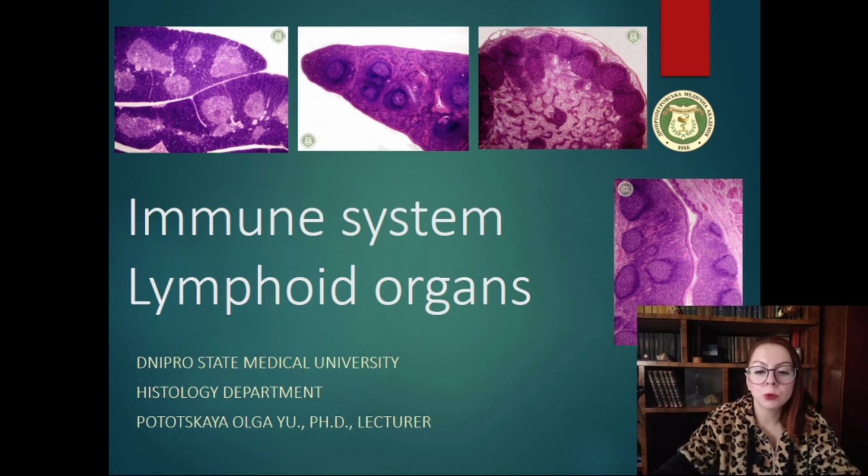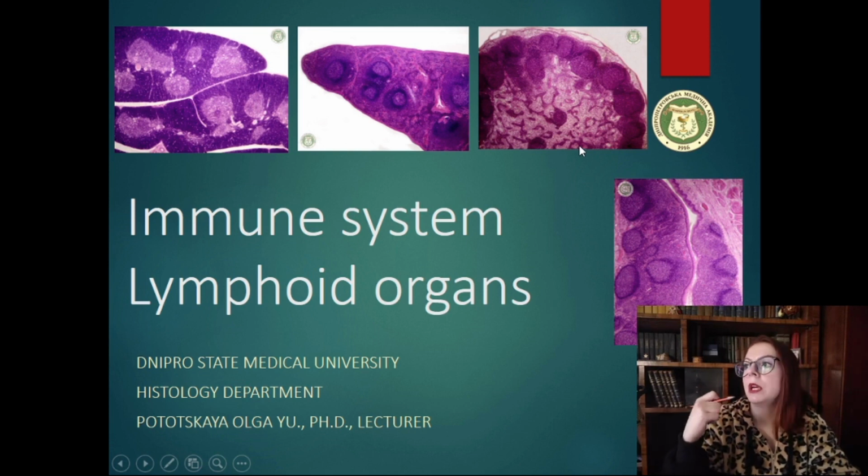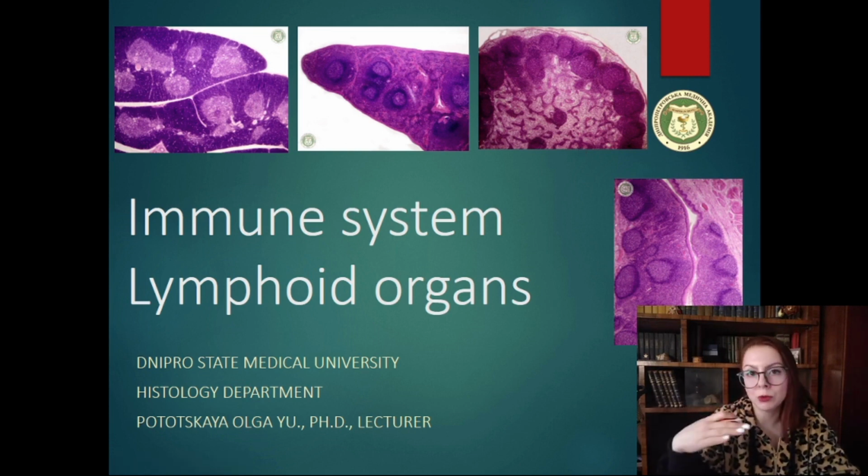Because lymphoid organs are represented predominantly by lymphocytes, to understand how they are distributed inside the organ, we have to understand how they interact with one another. What is the sequence of events in our immune reactions?